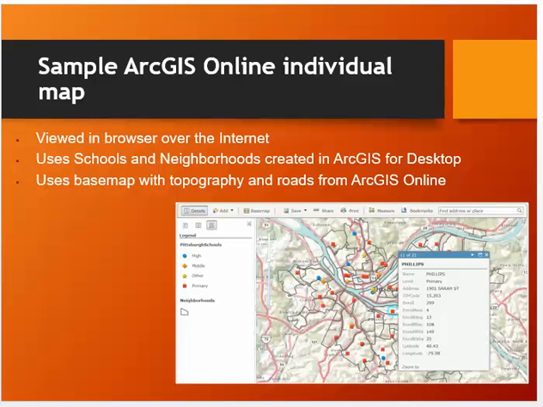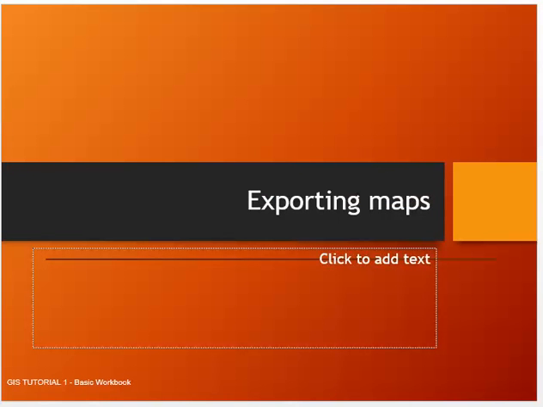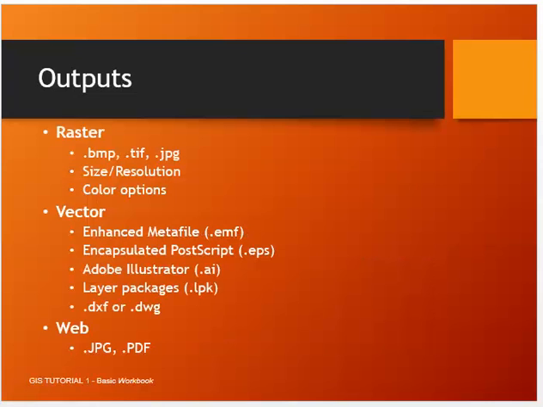So once you've created those maps, they're viewed in a browser. You don't have to have any software installed on your computer. And it really is quite a nice product. You have a selection of base maps to use, from topographic to imagery to OpenStreetMap, to underlie your data. All right, so really quickly, let's talk about exporting maps out of ArcMap.